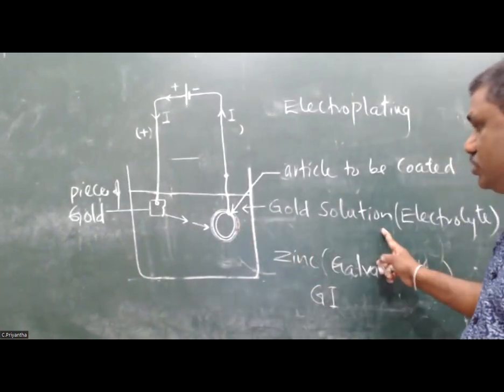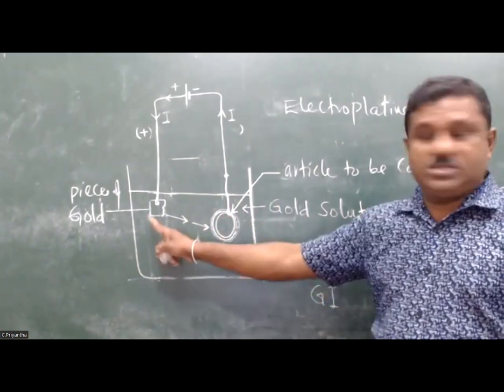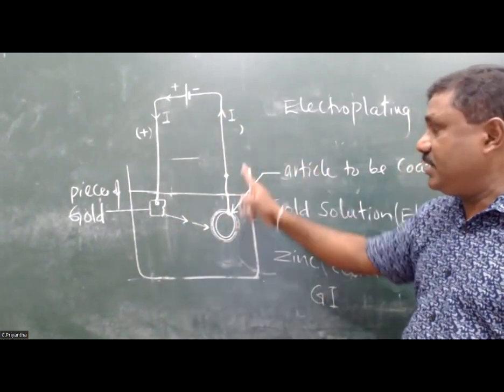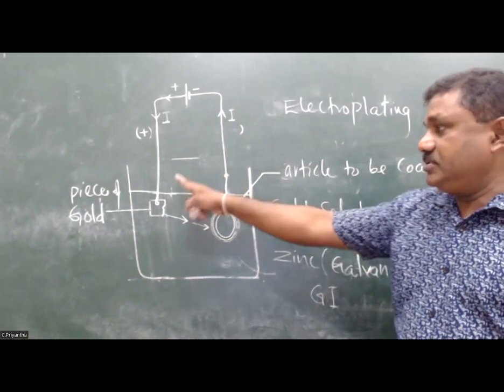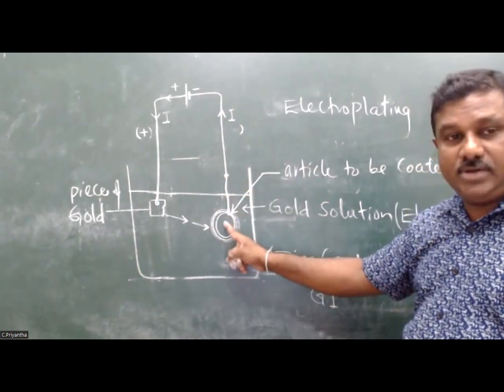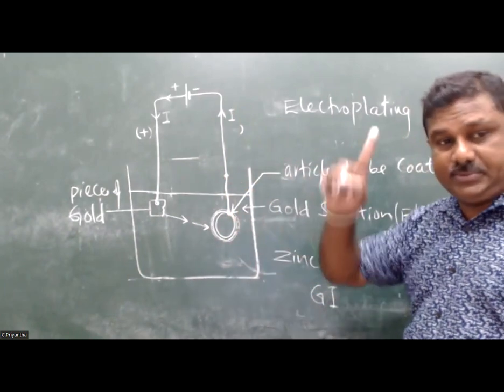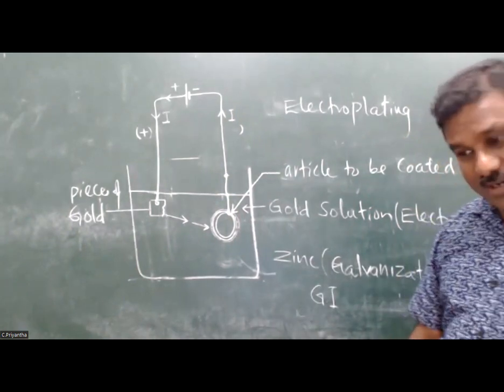In the gold solution, when electricity is passed, there are the negative and positive ends. Always you have to put the article at the negative. Okay, right.